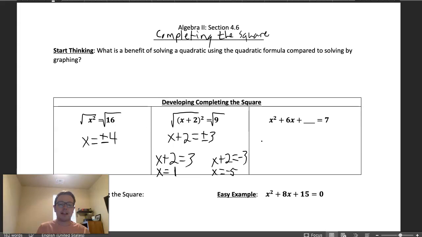Let's expand this a step. Now that we know this, we have some equation here where we have x squared plus 6x is equal to something unknown. It's equal to 7.